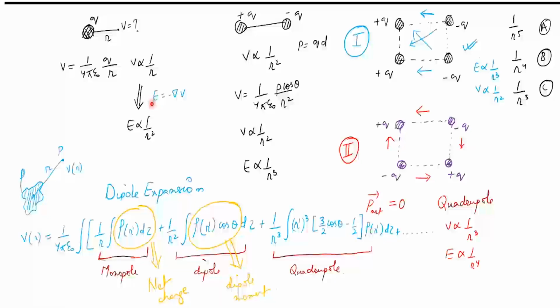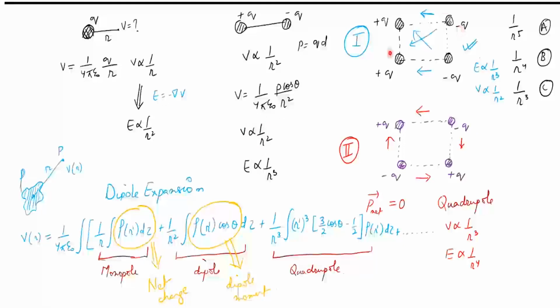Okay, now let us take the second example. What is the net charge here? 0. So the first term will be 0, yes or no? So what is the leading order term? 1 by r or 1 by r squared or 1 by r cubed? 1 by r squared. And you can see here it is 1 by r squared.